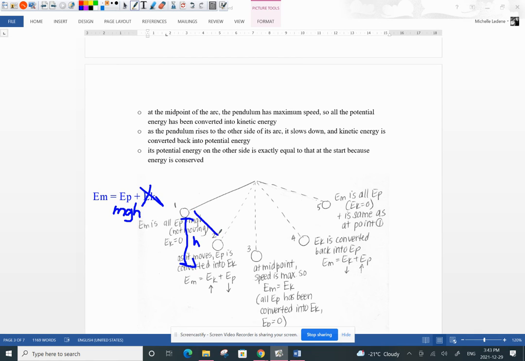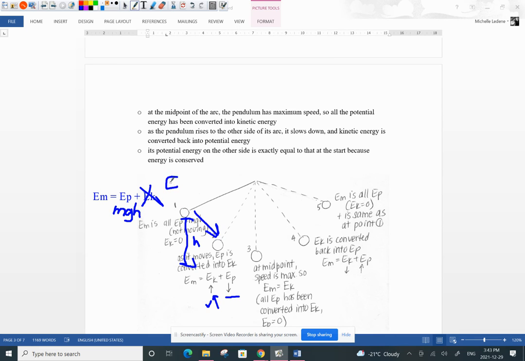Now, as soon as that little pendulum starts to move, it is losing height. So the height is going down, which means potential energy is going down. But it's starting to pick up speed. Since the speed is going up, it is going to be gaining kinetic energy. What's interesting here is that the mechanical energy is the same all the way through.